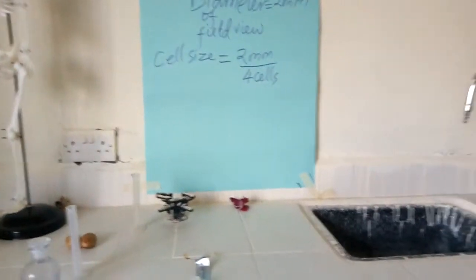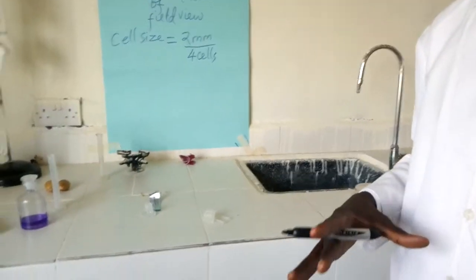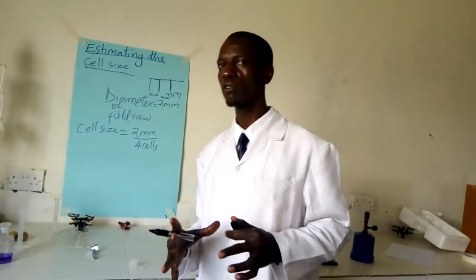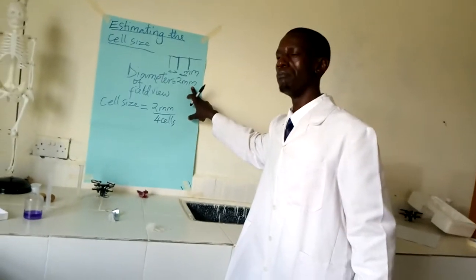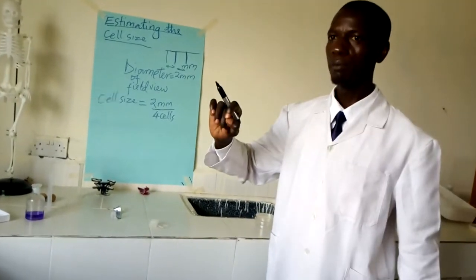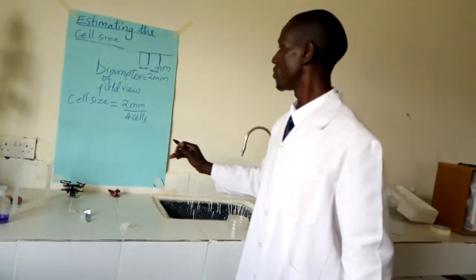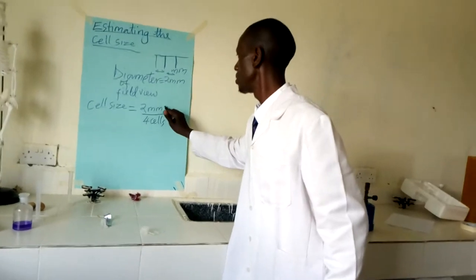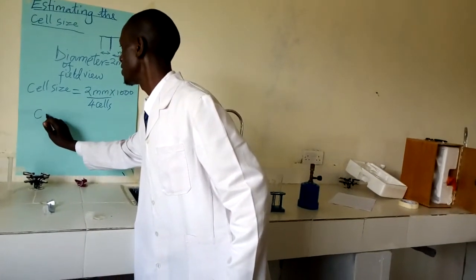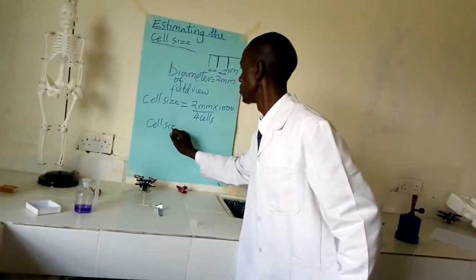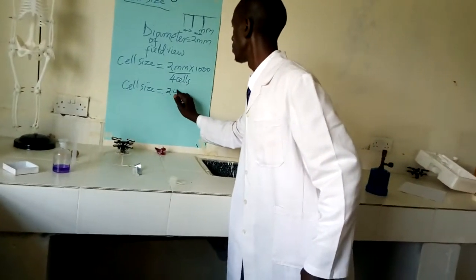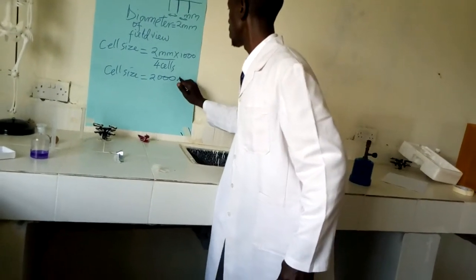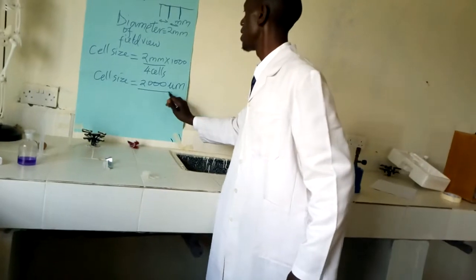So the diameter of field of view needs to be converted into micrometers, because most cells are very small, hence you can't measure them in millimeters. Therefore, we need to convert the readings of the diameter of field of view from millimeters to micrometers. 1 millimeter is equivalent to 1,000 micrometers. Therefore, we multiply these 2 millimeters by 1,000 to get micrometers. So cell size is equal to 2,000 micrometers divided by the number of cells.